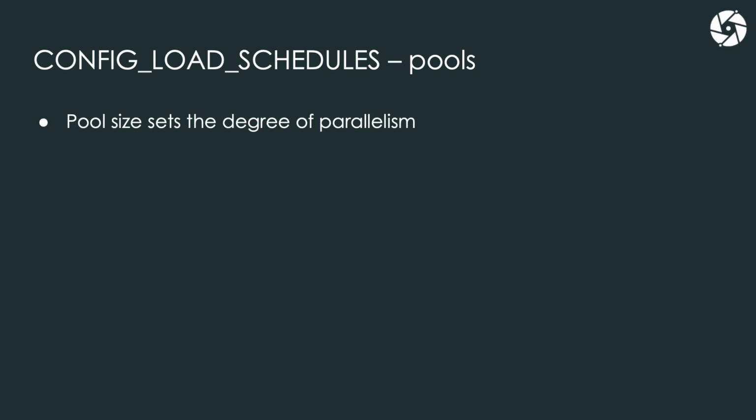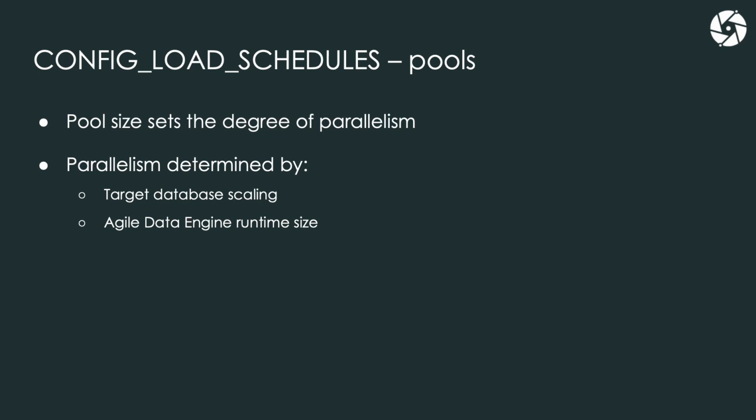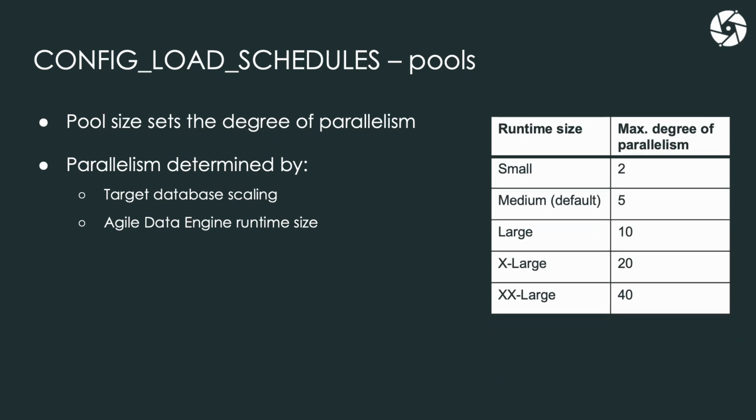Workflow orchestration runs tasks in pools. Pool size sets the maximum number of concurrent tasks that can be run at the same time. Note that the overall degree of parallelism is limited by target database scaling and Agile Data Engine runtime size. The runtime size varies from small with a limit of 2 active tasks up to extra large with a limit of 40 parallel executions. The default is 5.